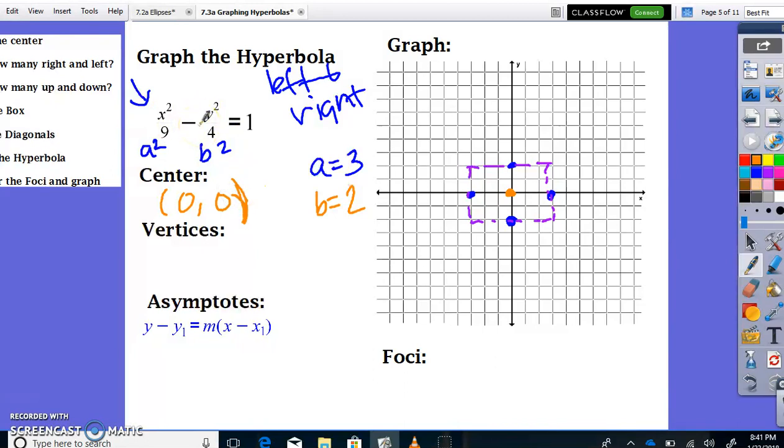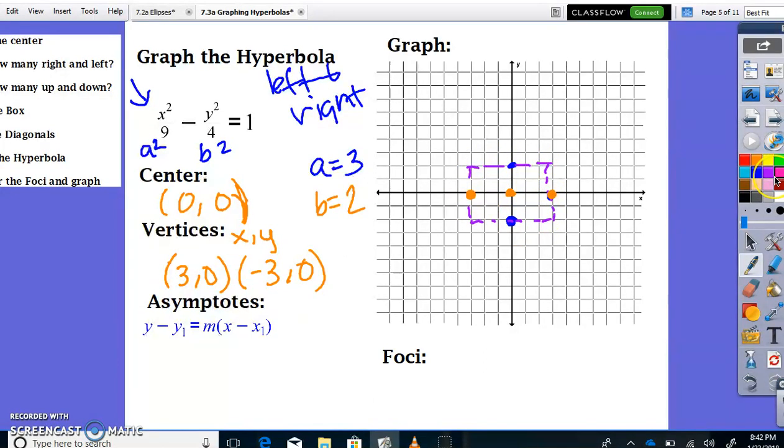This equation does open left and right, so these points are going to be our vertices, our a values. Remember, those are x, y coordinates and they're on the x-axis, so those points are going to be 3, 0 and negative 3, 0. So I first put those 4 points, the vertices and the 2 other points, on there, and then I drew a dashed box.